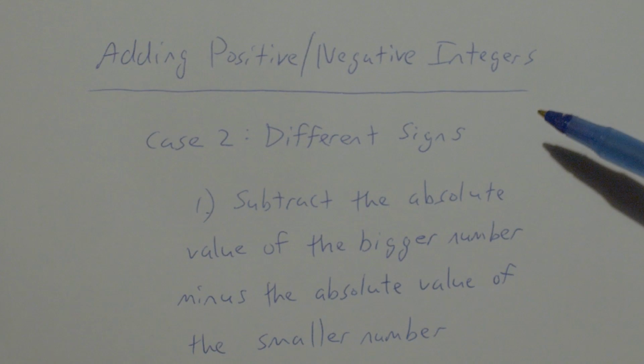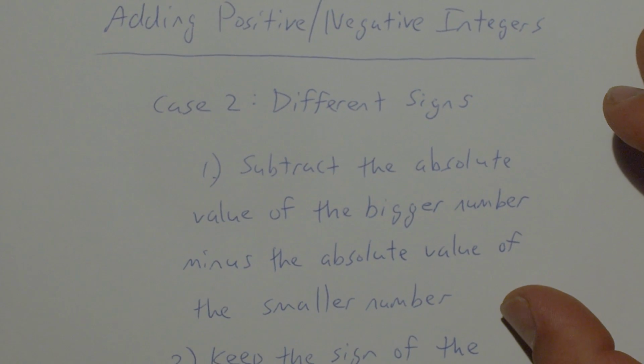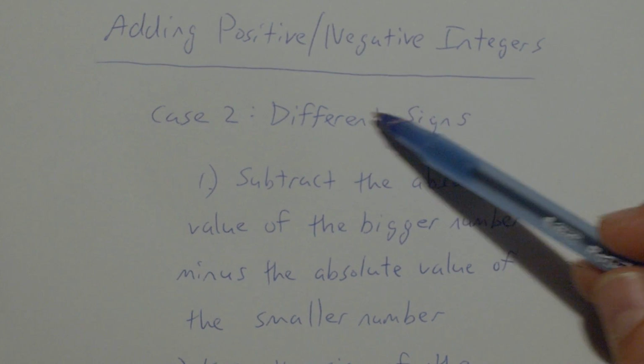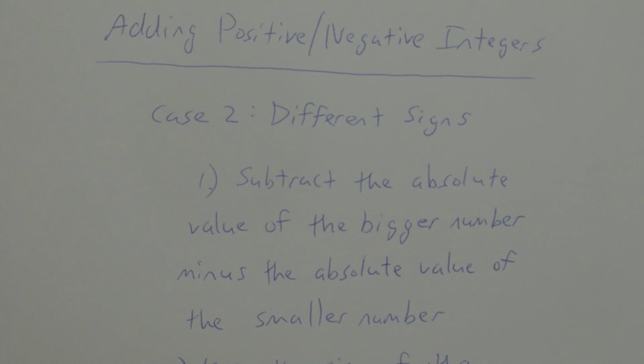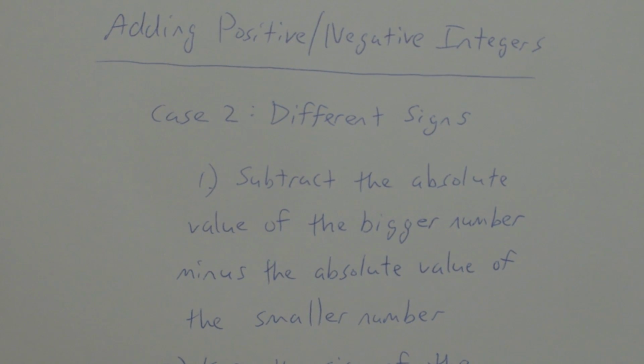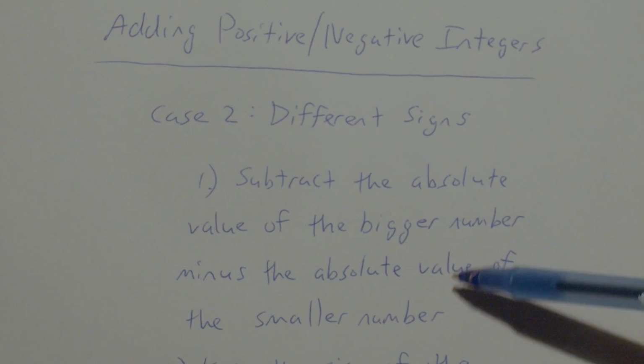We've already talked about case 1. We're on to case 2 right now. So this is the first part of the rule. Case 2, signs are different signs. So the first thing you always do when you come to adding positive and negative integers is you see if the signs are the same or they're different. This is case 2. We're looking at them. We identify that they're different.